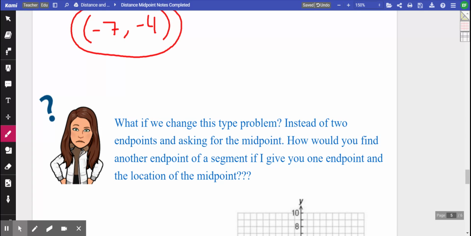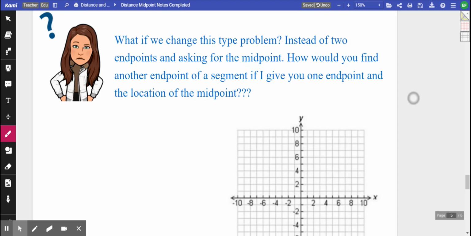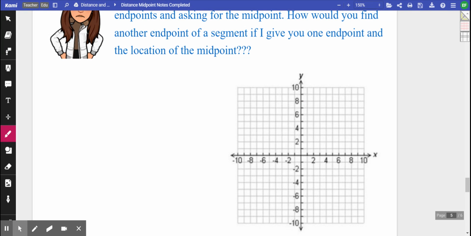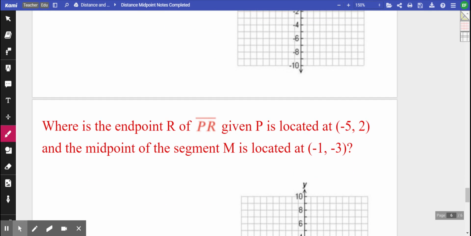So what if we change this type of problem? Instead of 2 endpoints and asking for a midpoint, what if I gave you an endpoint and the midpoint and asked you to find the location of the other endpoint? So we'd have to think about that on a coordinate plane, right? We would have to figure out, kind of like what I did in the last example, how do we get from one endpoint to the midpoint and then do the exact same thing again to get from the midpoint to where the other endpoint will be? So let's take a look.